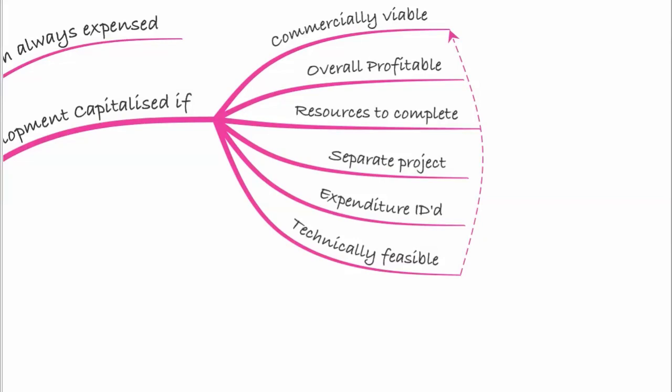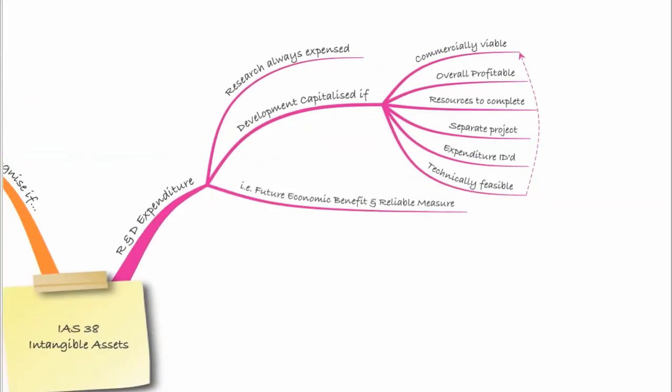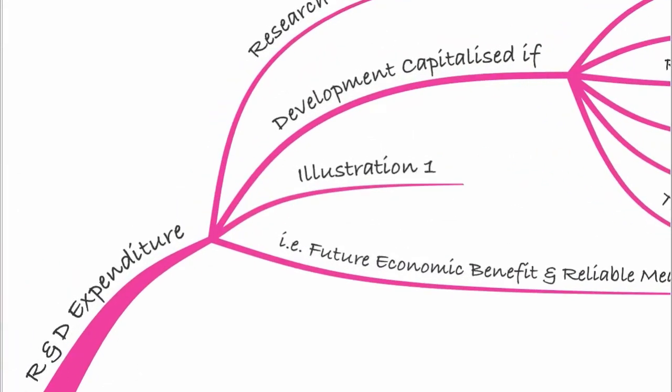So it would need to meet all of these criteria to be capitalized as an intangible asset. So if it meets those criteria, rather than expensing the cost of development, we take it to the balance sheet as an asset. So all of that is tied up in getting future economic benefit and a reliable measure. Let's see if we can identify these differences. Have a go at illustration 1 for this session. Try it yourself before then working through the answer with me.